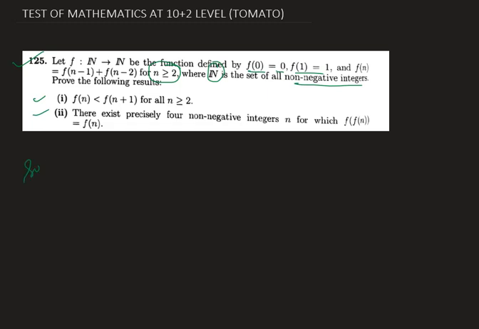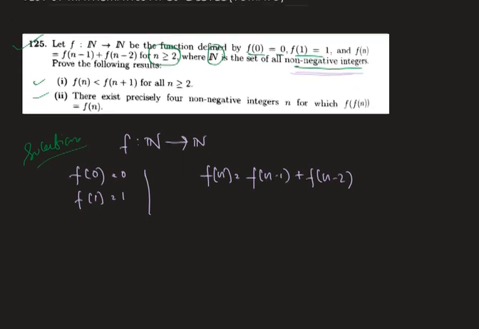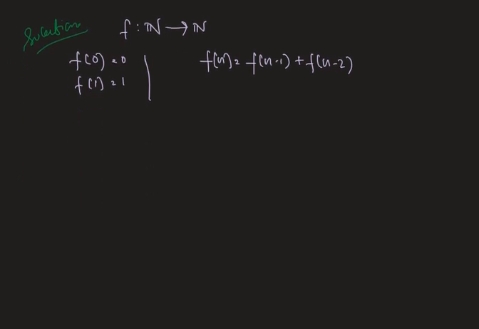तो आइए देखते हैं कि इस प्रॉब्लम का सलूशन क्या हो सकता है। f is such that it is a mapping from N to N, where N is the set of all non-negative integers, and the function is defined such that f(0) = 0 and f(1) = 1. Now f(n) = f(n-1) + f(n-2), for n ≥ 2.